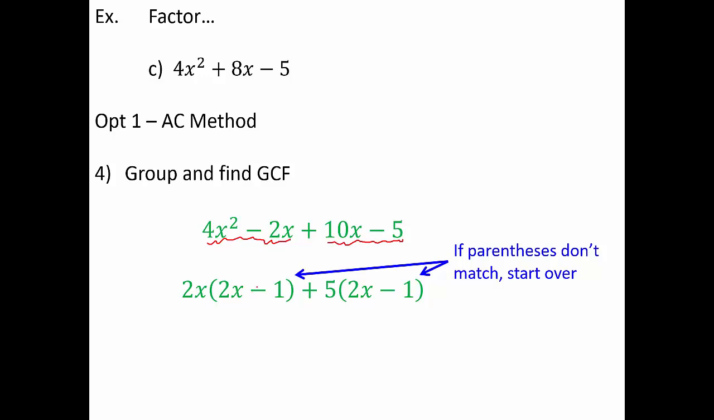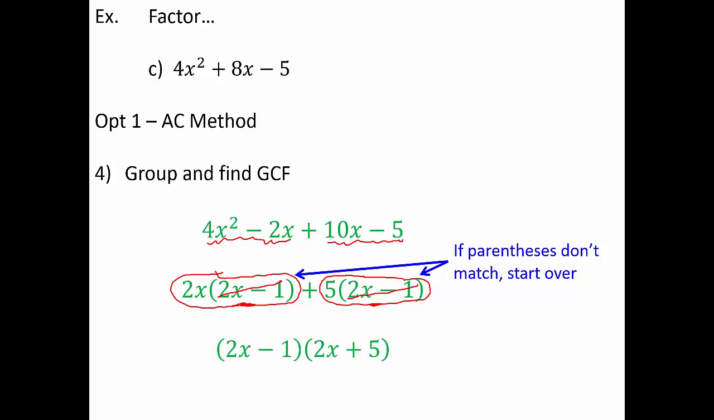Now, because I have the same thing, 2x minus 1, 2x minus 1 on both of these, what I can actually do is think of this as one term unto itself, and this as one term unto itself. And I ask myself, using the GCF method, what does this guy and this guy have in common? Well, 2x minus 1. So 2x minus 1 is a GCF between this whole guy and this whole guy, which means I can pull out the entire factor, 2x minus 1, putting it on the outside, which leaves behind 2x plus 5 as the other factor.